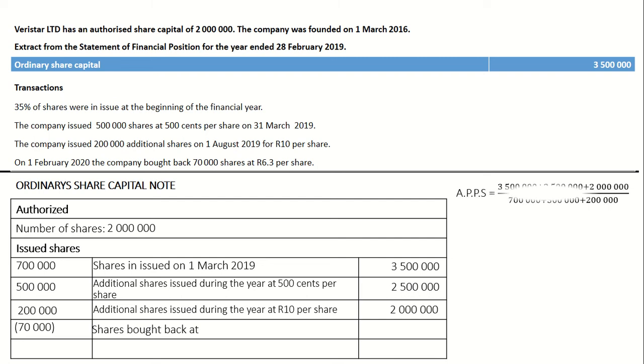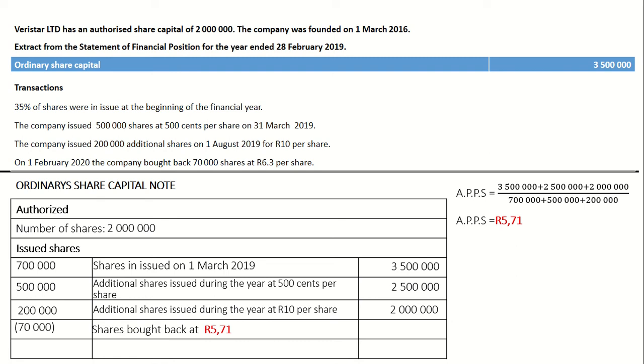So we have to calculate the average price per share by taking 3,500,000, adding it with 2,500,000, add it with 2 million, and divide that by 700,000 plus 500,000 plus 200,000. It'll give you average price per share of 5.71 rand, and that is the amount of money that you're going to put in there. So this is the average. This is the original cost of the shares. So basically, we actually received 5.71 rand from the shareholders on average when they bought shares from us.